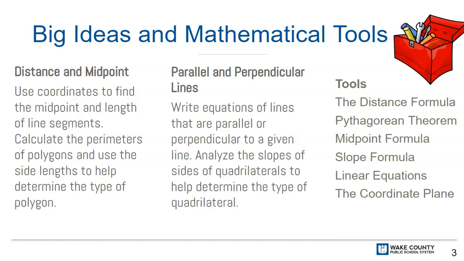You'll be using the lengths and slopes of segments to algebraically determine the type of triangle or quadrilateral that a set of points creates. Key mathematical tools that we'll use in this unit include the distance formula, the Pythagorean theorem, the midpoint formula, the slope formula, slope-intercept and point-slope forms of a linear equation, and the coordinate plane.